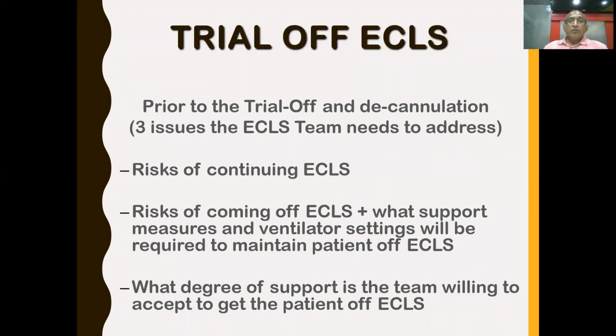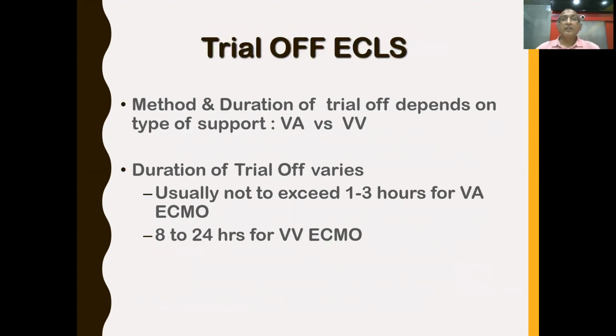But before you give a trial off, you have to keep 3 things in your mind. First, whether there is any risk of continuing ECLS for another few hours or few days. Second, the risk of coming off ECLS, at what support you want to come off, whether it is going to be safe, and the degree of support you want to give to the patient. So what is the methodology? The methodology and the duration of trial off depend on the type of ECMO, whether VA ECMO or VV ECMO. In VV ECMO, we can give a trial off for a longer period of time. In VA ECMO, we cannot. We have to restrict ourselves to only 1 to 3 hours, while in VV ECMO, you can wait for 8 to 24 hours or so for a trial off.